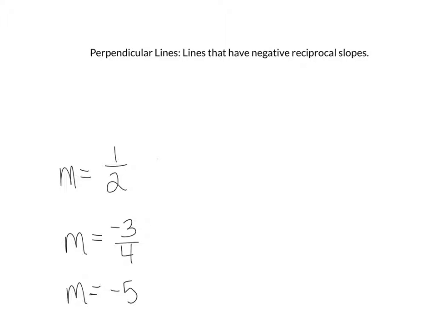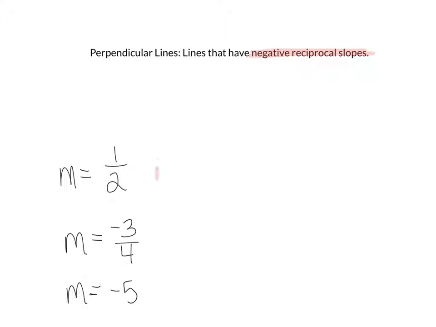Perpendicular lines, however, are lines that intersect to form right angles, but that's kind of your elementary definition. What I need you to know now is that the lines have negative reciprocal slopes. I'm not going to define that yet, but I am going to show you the perpendicular slope of each one of the slopes down below here.